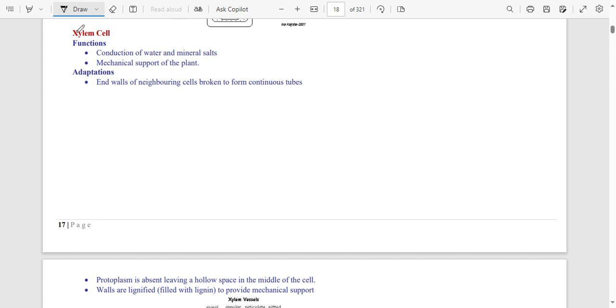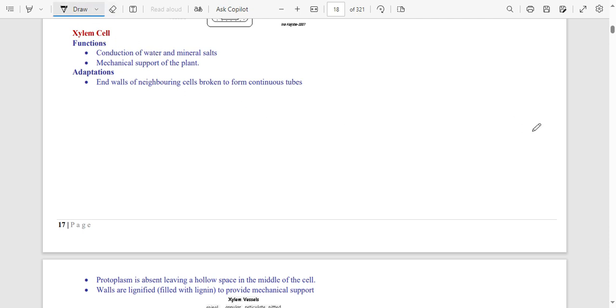Another specialized cell that you need to know is the xylem cell. Now, the xylem cell is a conduction cell. It allows water and mineral salts to move. Now, the thing is that the xylem cell will allow movement only in one direction. So it will allow water and mineral salts to move in one direction. Apart from that, it is also necessary for mechanical support of the plant.